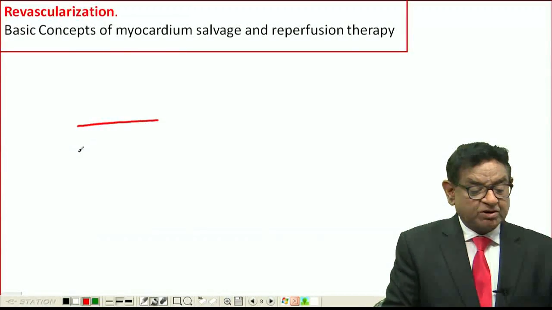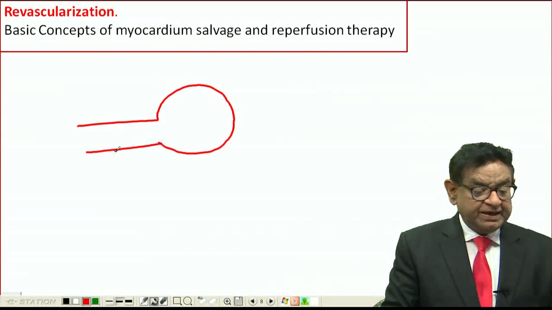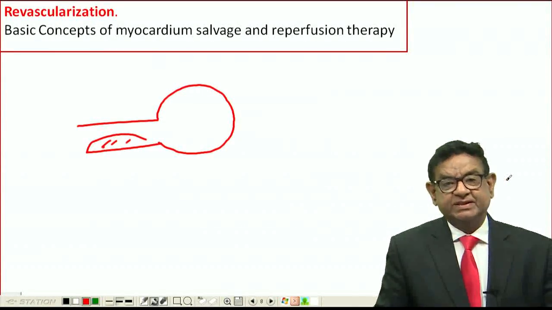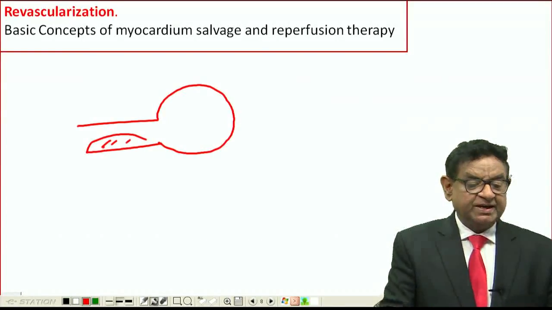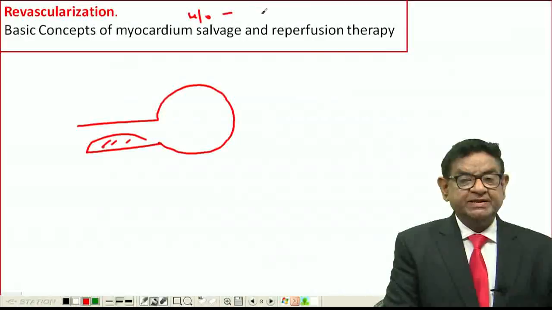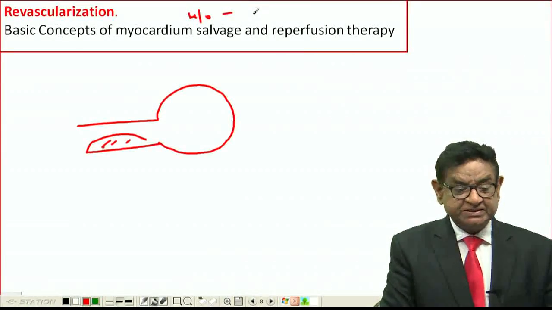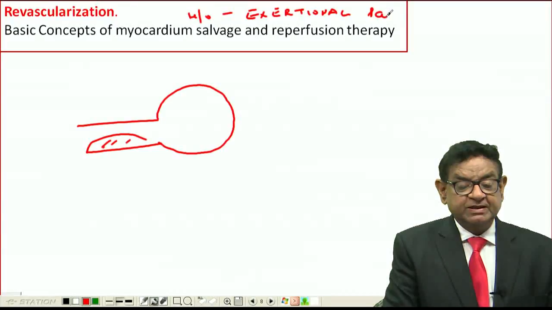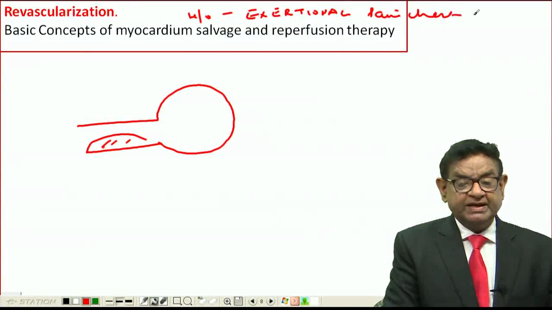This is the coronary artery, and this is the myocardium, and here is the plaque. If you recall my first lecture on coronary artery disease, how do we diagnose a case of angina? Angina we diagnose by history. History of what? Pain in the chest on exertion is the classical point in the diagnosis of angina. Exertional chest pain: what happened and why did it happen?